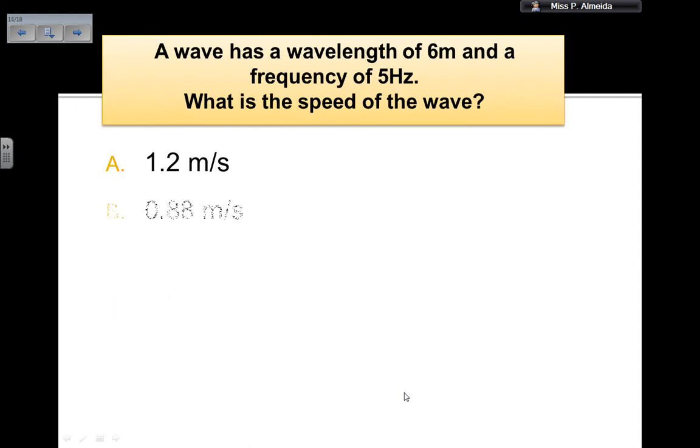Next question. A wave has a wavelength of 6 meters and a frequency of 5 hertz. What is the speed of the wave? Wave speed is frequency times wavelength, so 5 times 6, that gives me 30, and the units will be meters per second, so again D is the right answer, 30 meters per second.